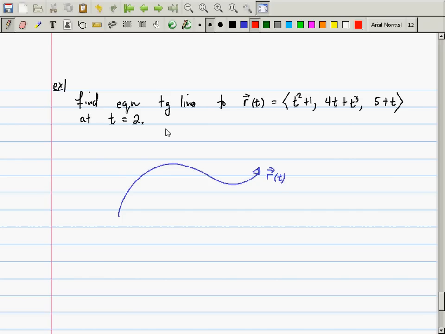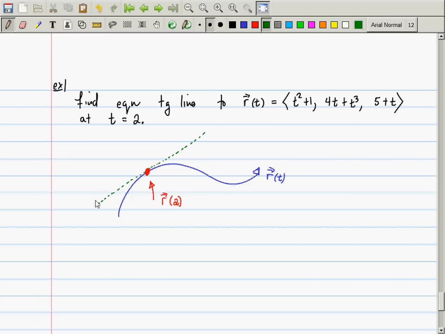At some point here, I just picked a point out of the air, and I said that I'm going to consider this particular point, R evaluated at 2. And I said, find the equation of the tangent line. So the tangent line, you know, is this thing right here.